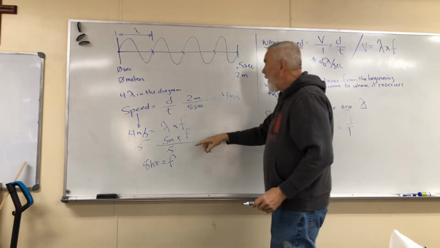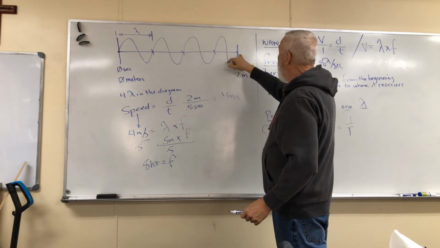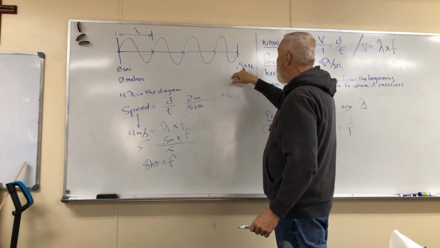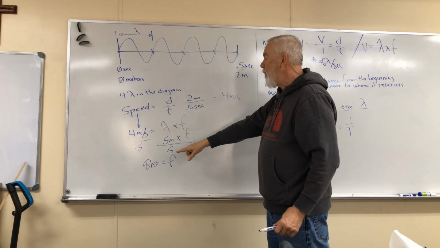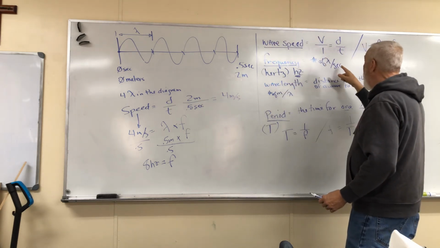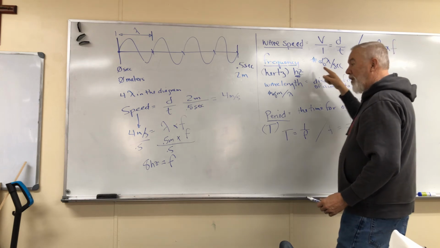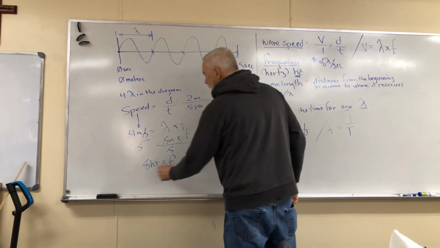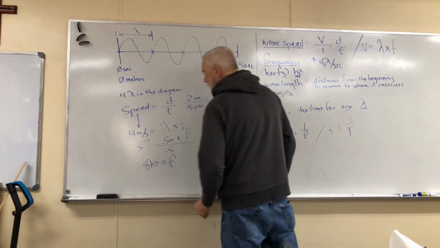That makes sense. If we could get 4 wavelengths in a half a second, then we should be able to get 8 wavelengths in a whole second, and frequency is the number of waves per second. So the frequency now is going to be 8.